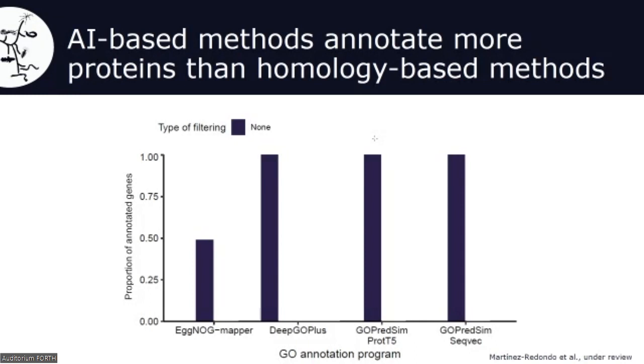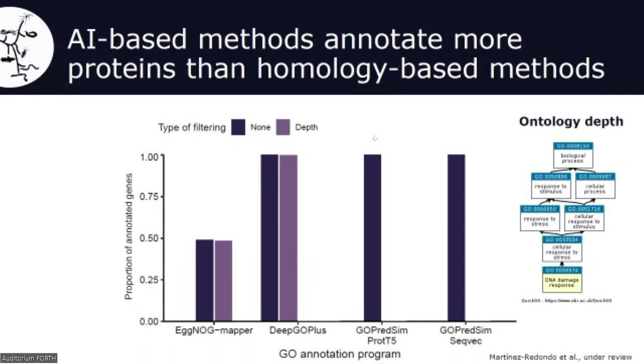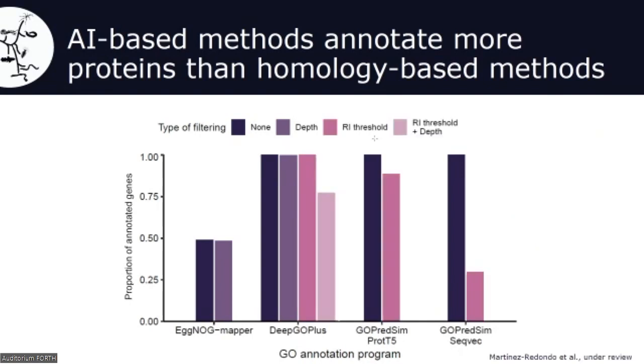So first of all, regarding the proportion of genes that are annotated, this is based on homology. We get half of our 23.5 million genes annotated, but with the other three, we get almost all of them. If we make some filterings, one based on the depth inside the gene ontology, and another one based on a reliability index, which is like a threshold they put in the original papers, based on how good the prediction is, how much you can rely on it.